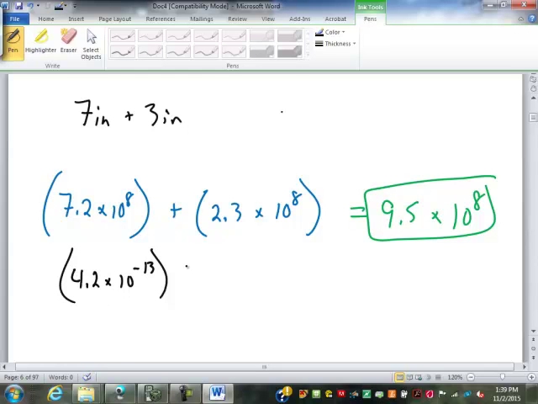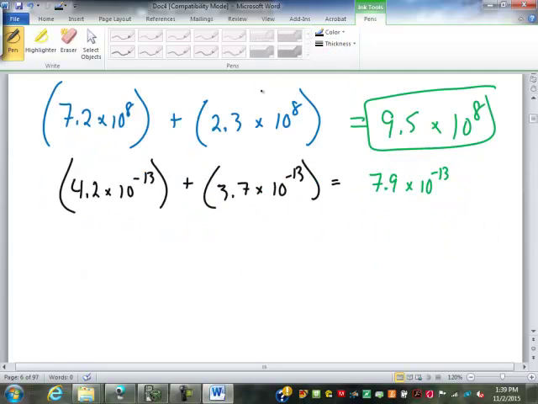So 4.2 times 10 to the negative 13th plus 3.7 times 10 to the negative 13th is going to become 7.9 times 10 to the negative 13th. Very good.